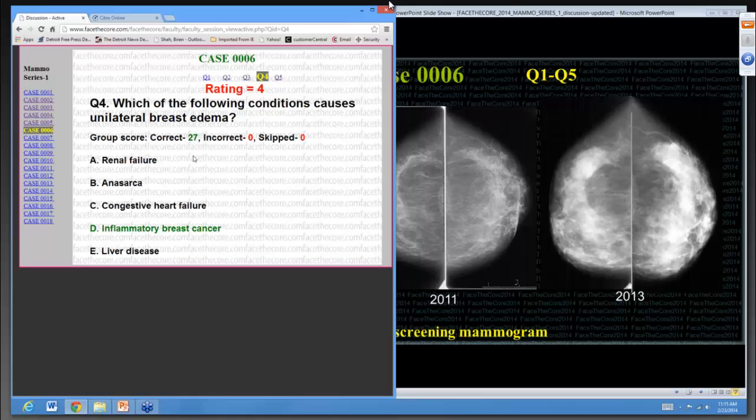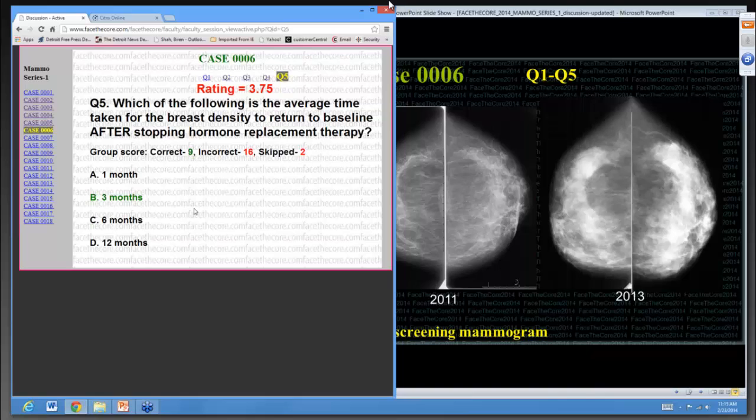The other answer choices provided all are for bilateral increased breast density edema. And so that's excellent. You guys got that right.